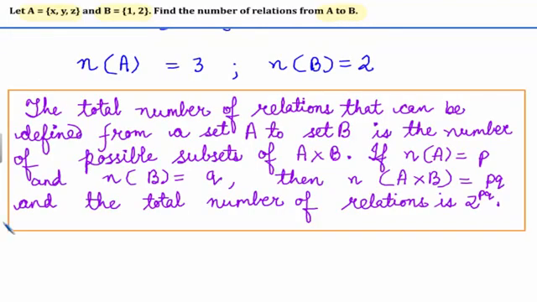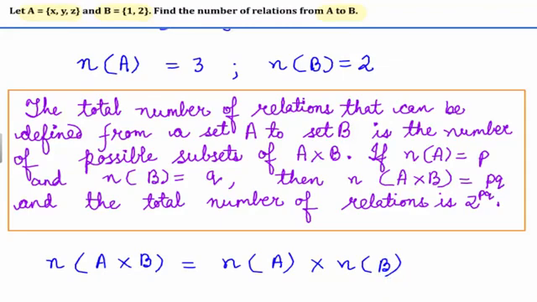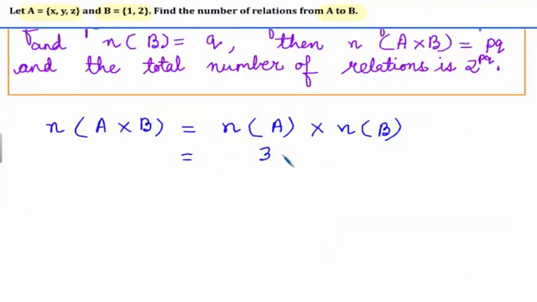The total number of relations that can be defined from a set A to set B is the number of possible subsets of the Cartesian product A cross B. Now, if n of A is equal to P and n of B is equal to Q, then n of A cross B is equal to P into Q, that is PQ, and the total number of relations is 2 raised to the power of PQ. Now, n of A cross B will be equal to n of A multiplied by n of B. So that is equal to 3 into 2, which is equal to 6.